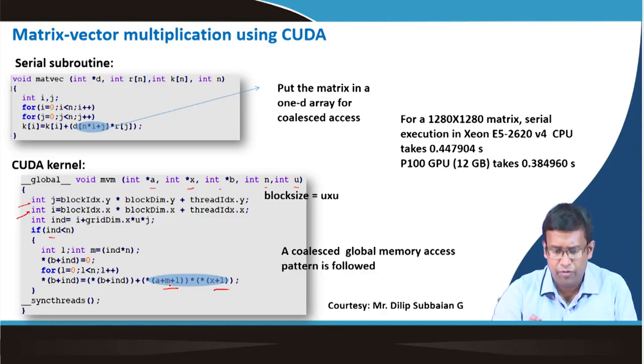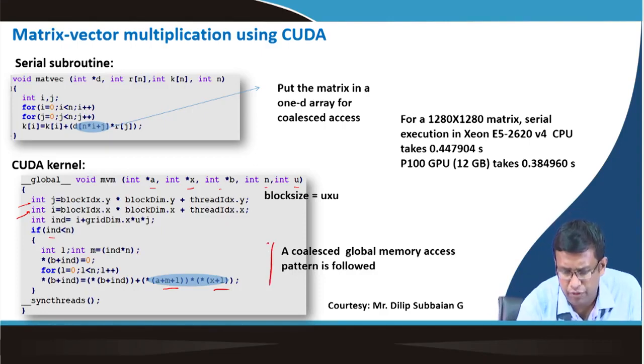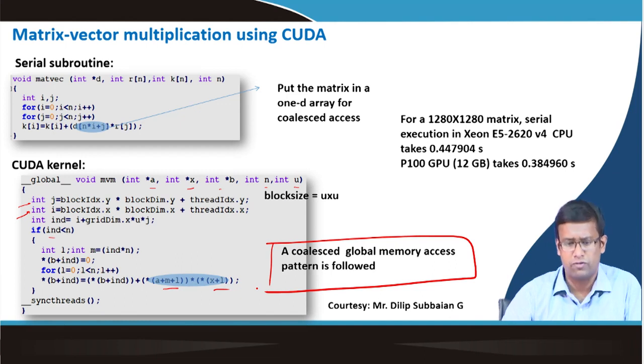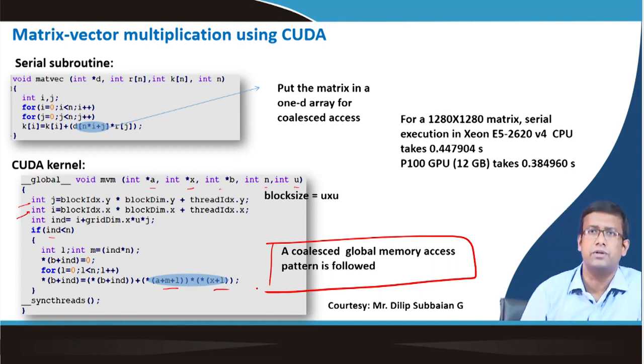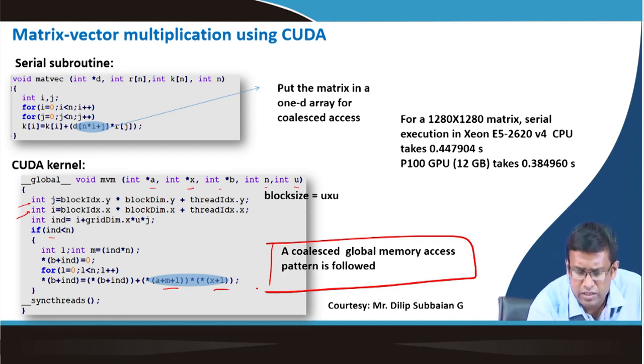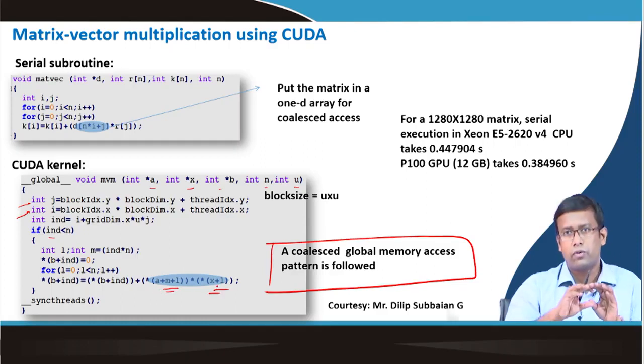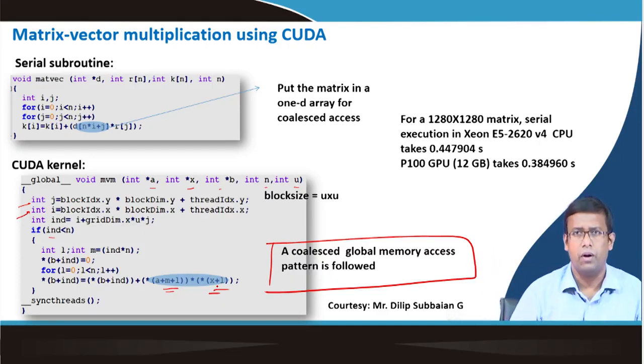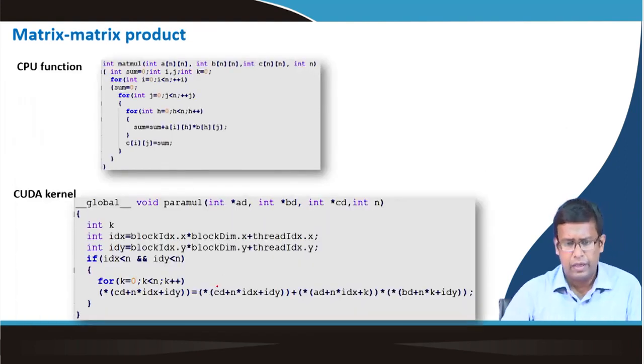Well, one very important thing is that when we are looking into the matrix vector pattern, a coalesced global memory access pattern is followed, and this index i and d is introduced for that. Instead of considering the matrices as 2D matrices, we are coalescing them into a single row and doing the operations based on that. This is extremely important to note here.